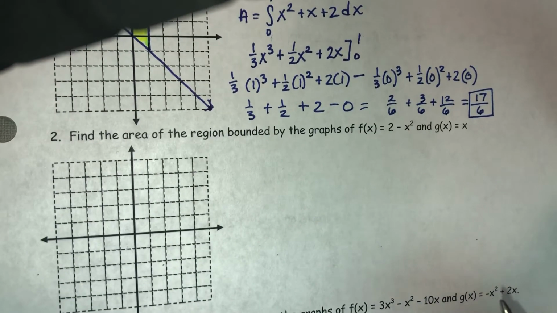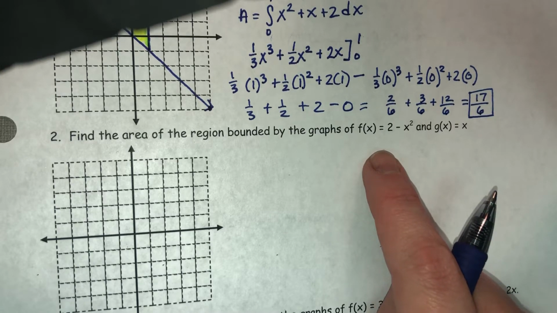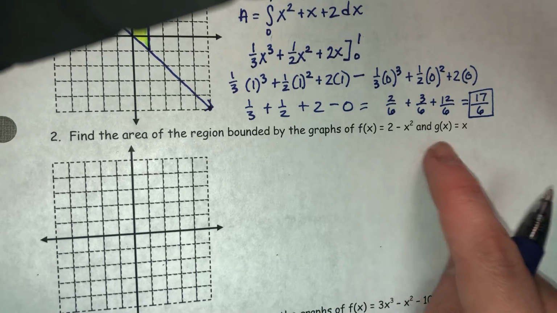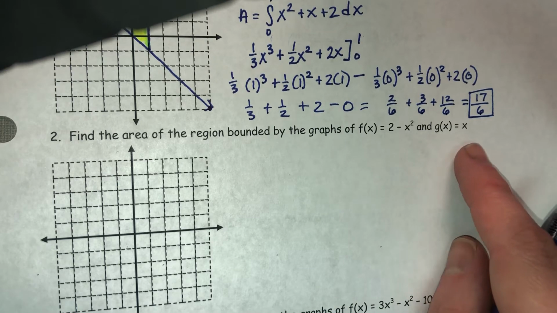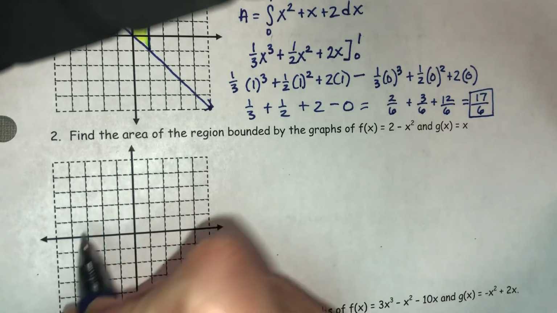Number 2, find the area of the region bounded by the graphs of f of x equals 2 minus x squared and g of x equals x. So this one is very similar. We'll go ahead and make the graph.